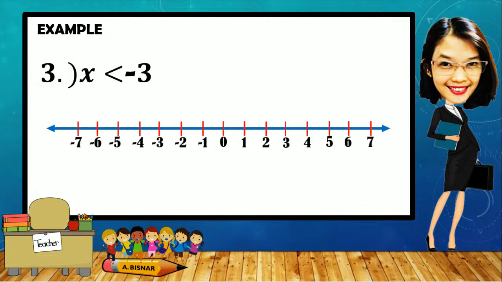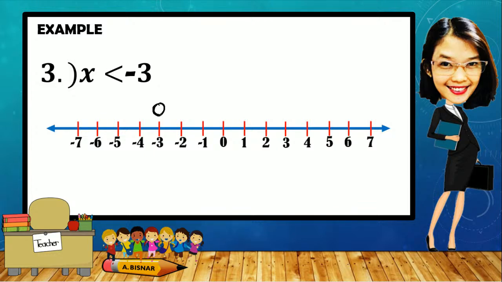So, again, in number 3, from the given, x is less than negative 3. Again, if the given is greater than or less than, you will use circle with no shade. Circle na walang shade. Bakit? Kasi hindi siya kasama sa solution. Hindi siya parte. Okay?